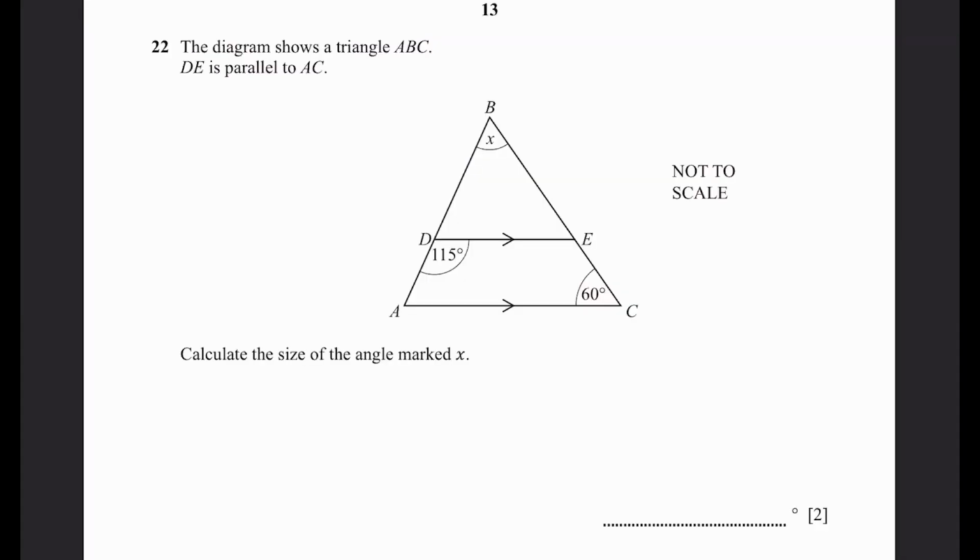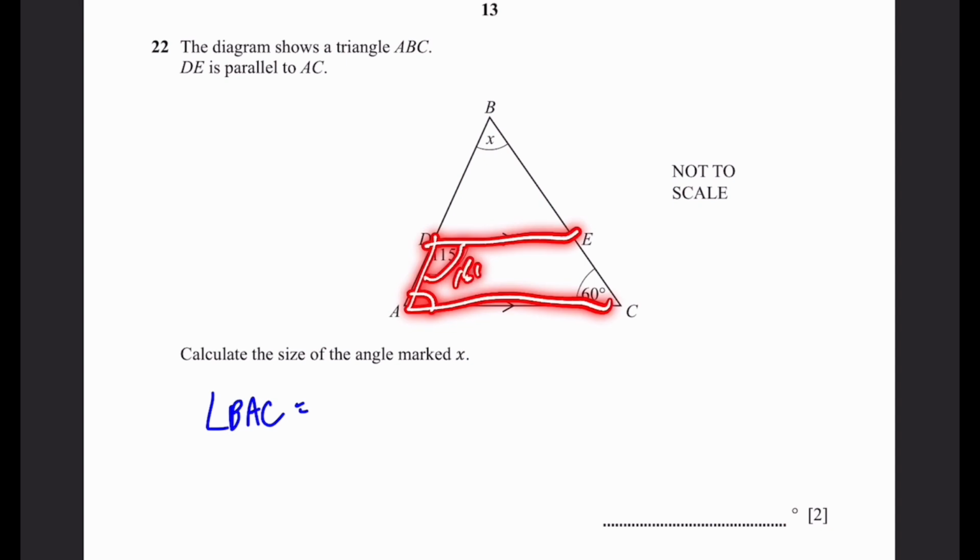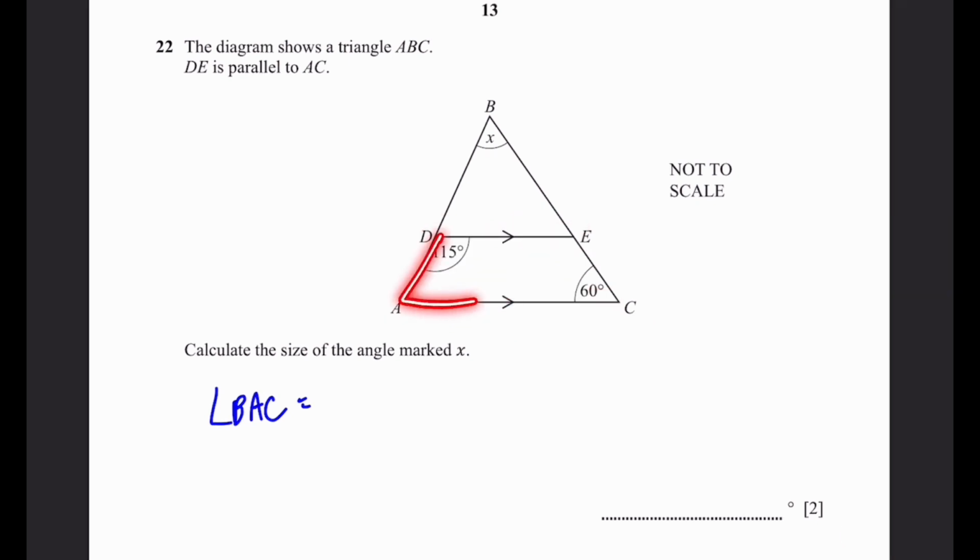The diagram shows triangle ABC. Calculate the size of the angle marked X. Now first, we can see that there's a triangle, so the angles in the triangle add up to 180 degrees. So we need to find this angle, angle BAC. Angle BAC we can find by saying that these two angles add up to 180 degrees. So why are these angles actually adding up to 180 degrees? Because these are allied angles, and because these are parallel lines, these two will be allied. And that's why when we add them up, the answer should become 180 degrees.